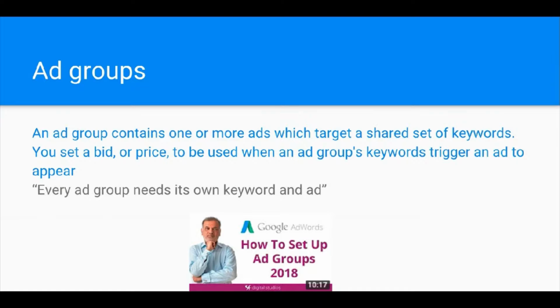In your campaigns, you have to create ad groups. An ad group contains one or more ads which target a shared set of keywords. You set a bid or price to be used when an ad group's keywords trigger an ad to appear. A typical instruction could be: every ad group needs its own keyword and ad.